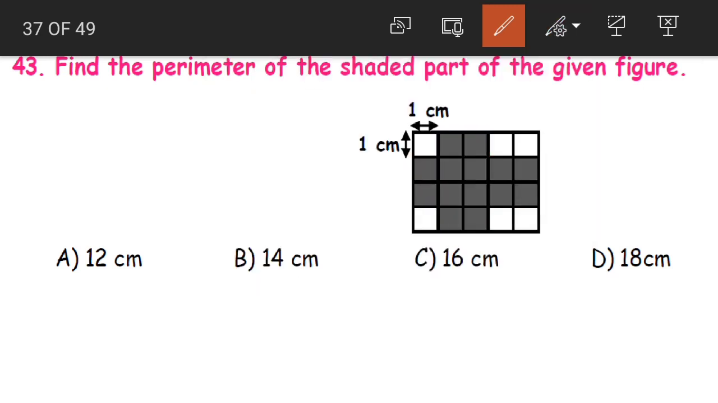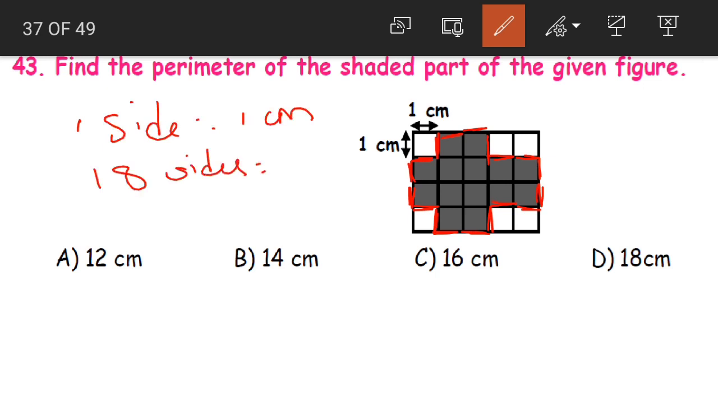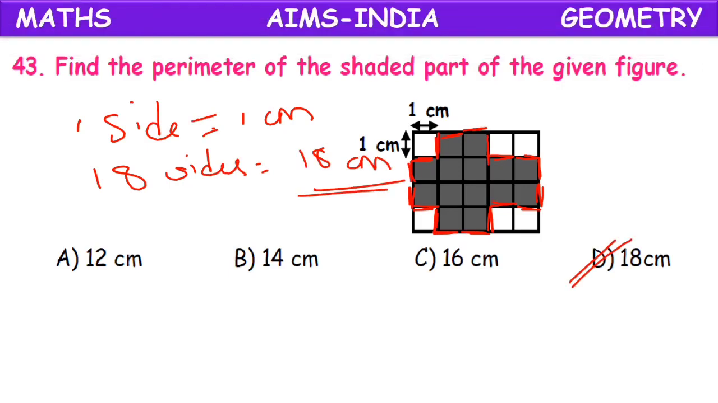Again, here we have the length of each side of the square. So how many sides does the entire perimeter have? 1, 2, 3, 4, 5, 6, 7, 8, 9, 10, 11, 12, 13, 14, 15, 16, 17, 18. So it is having 18 sides. One side is equal to 1 centimeter. Then 18 sides will be equal to how much, children? 18 centimeters. Yes. So option D, 18 centimeters becomes our correct answer for question number 43.